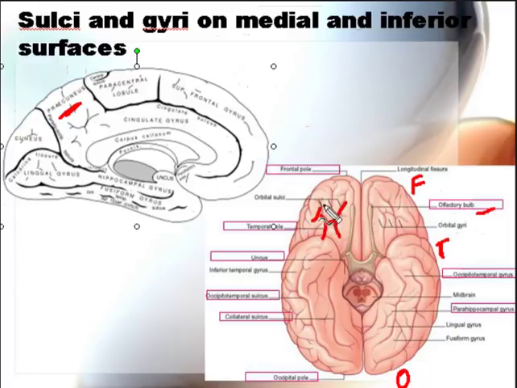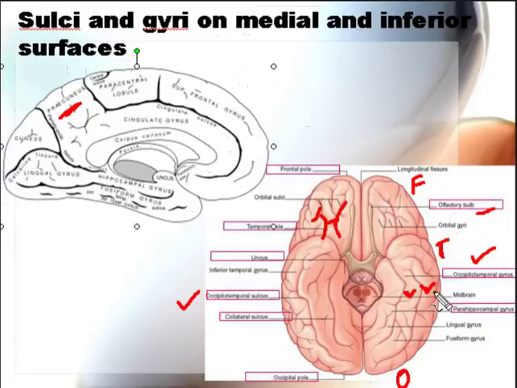Then the other important sulcus which you see is the occipito-temporal sulcus, which is present here going from the occipital to the temporal lobe, and this divides this entire inferior surface into two gyri. This is the lateral and this is the medial occipito-temporal gyrus. So you have a lateral and a medial occipito-temporal gyri.